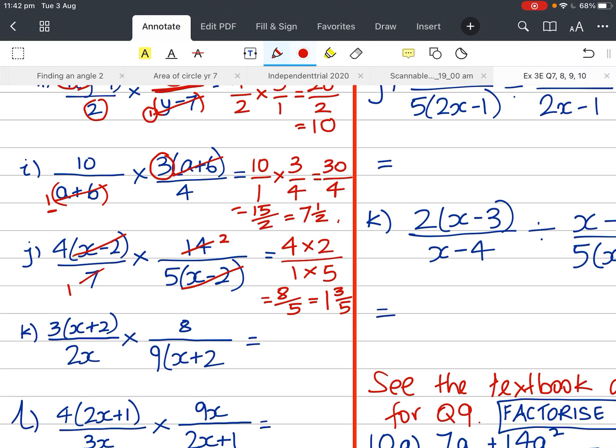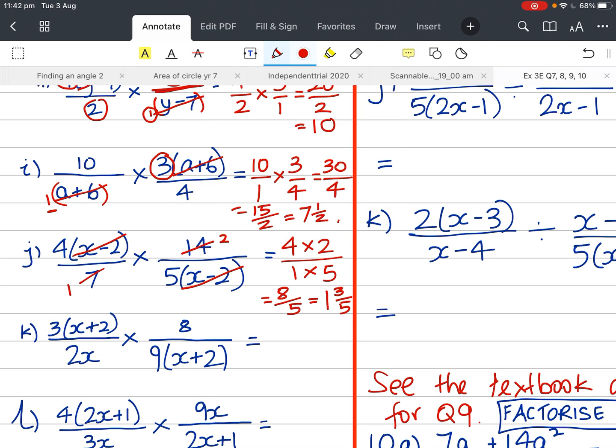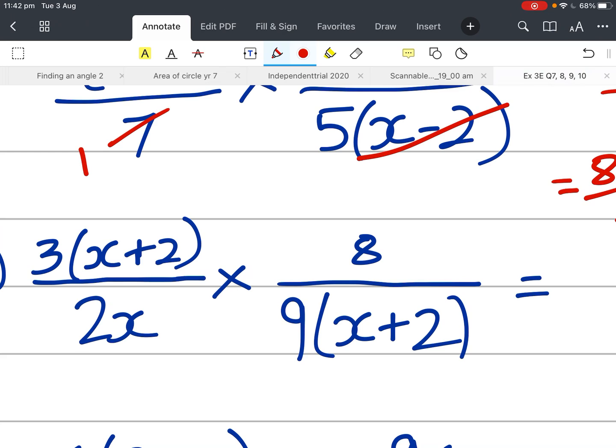Okay, now did I tell you to do K? I can't remember. So let's have a go at K. It looks pretty much the same. If you haven't had a go at K yet, can you pause the video now and have a go at it for me? Right, here's our answer. We've got an x plus 2 and an x plus 2 on the top and the bottom, so let's get rid of them. I've got a 2 on the bottom over here and an 8.